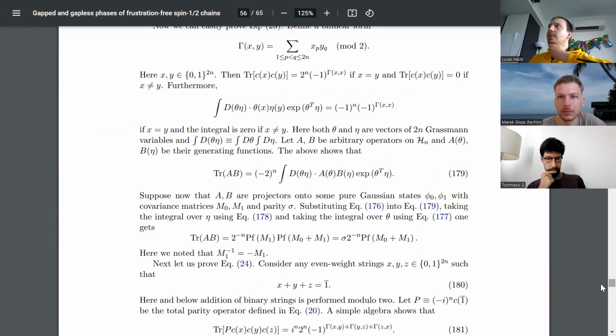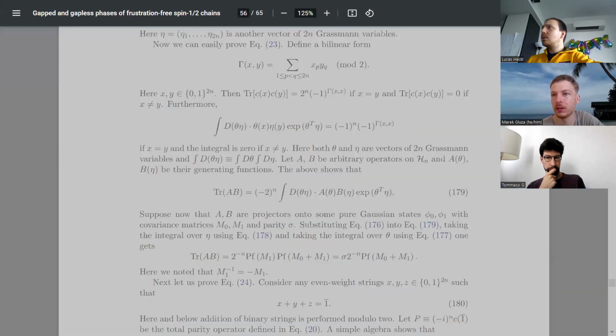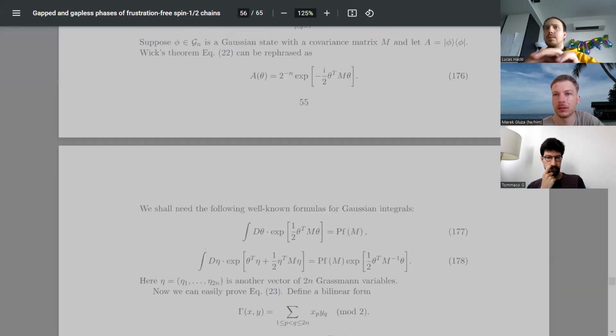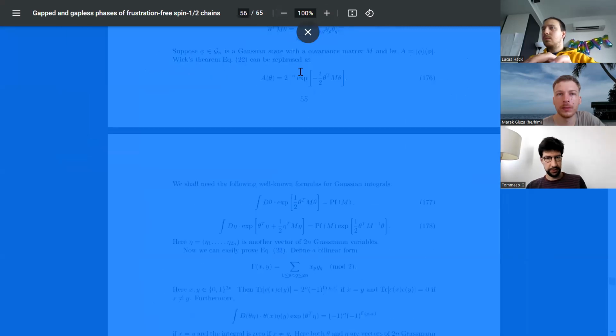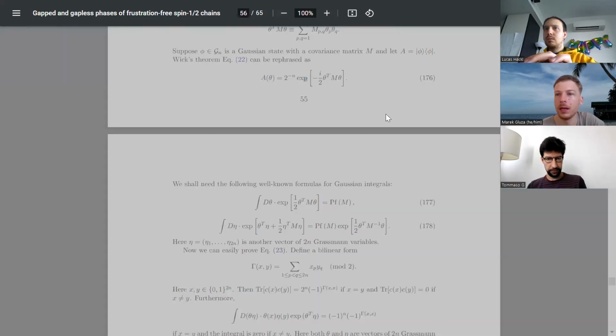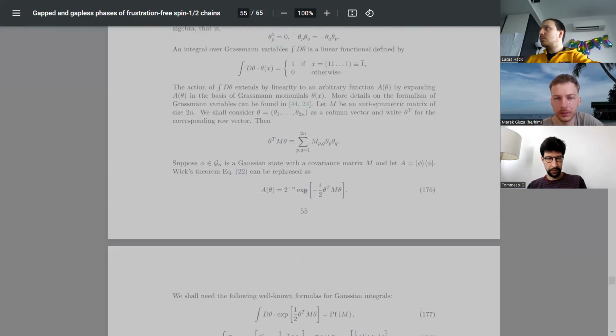So can you comment on what property should M have that you see immediately that the state is pure? Maybe you mentioned it already. Yeah, M should be, whoops, what happened here? Did I mess up the colors for you? So M should be orthogonal for the state to be pure.